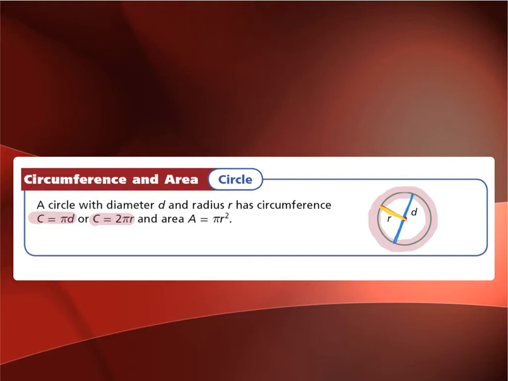Next, we have the area of a circle. Our formula for area is pi r squared. So we take the radius, square it, and multiply it by pi. Area is trying to find everything on the inside of the circle.